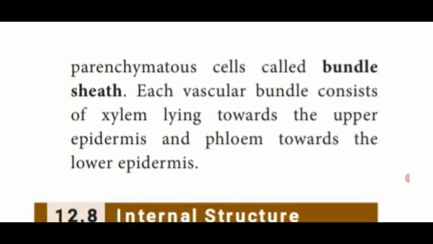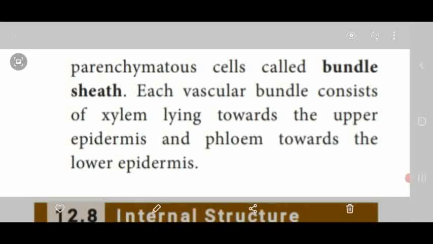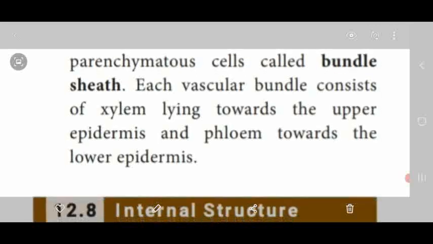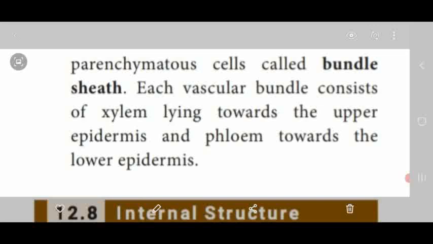Normally the phloem faces the upper epidermis, isn't it? But here the xylem faces the upper epidermis and the phloem faces the lower epidermis. Whatever may be, this type is called conjoined, collateral, closed vascular bundle. So this is the internal structure of the dicot leaf.